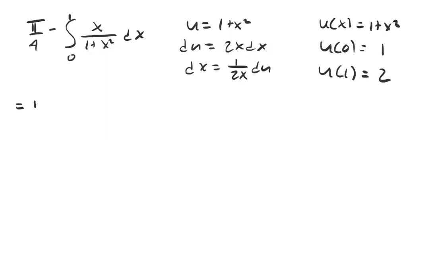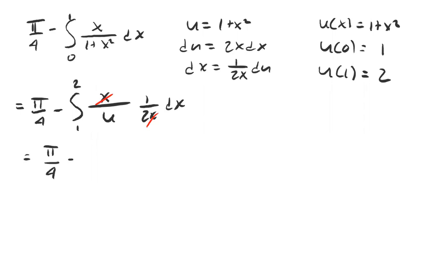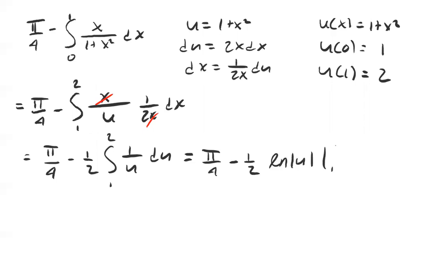So this is pi over 4 minus the integral from 1 to 2. I have x. 1 plus x squared is now my u. dx is 1 over 2x du. You'll see that my x's cancel. This is pi over 4 minus 1/2 the integral from 1 to 2 of 1 over u du. And this integral we can do now. So this is pi over 4 minus 1/2 times the integral of 1 over u, which is ln of the absolute value of u, evaluated from 1 to 2.